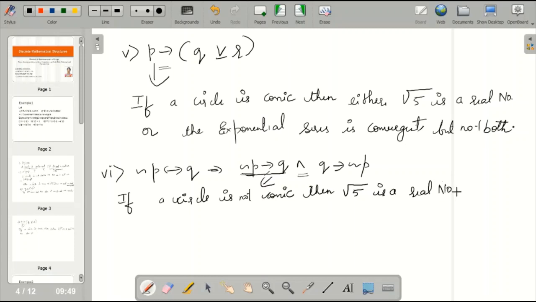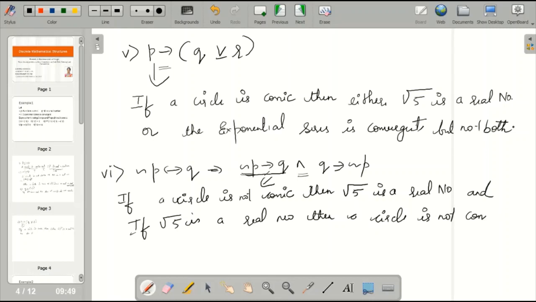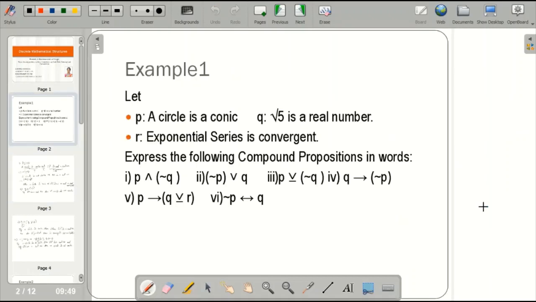This you have to replace now. What is that? And if root 5 is a real number, then negation P. What is negation P? Then a circle is not conic. So this is how you are going to write the compound propositions for these expressions. I hope it's clear with this example. These examples we had already seen in the definition sections of all the truth tables as well as those definitions. I hope it's clear with the first example.